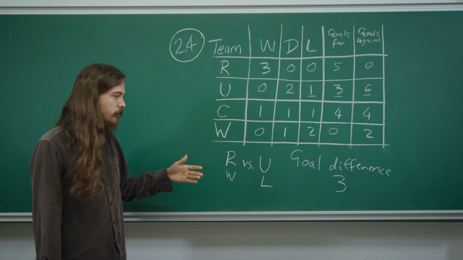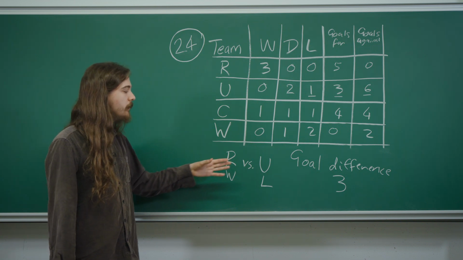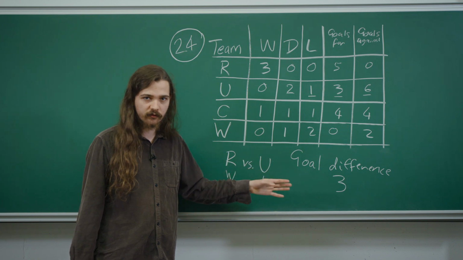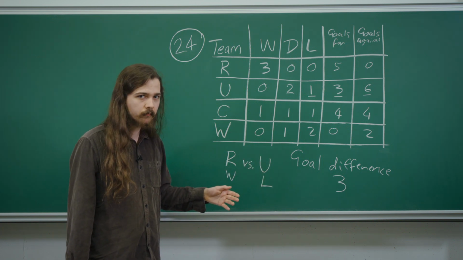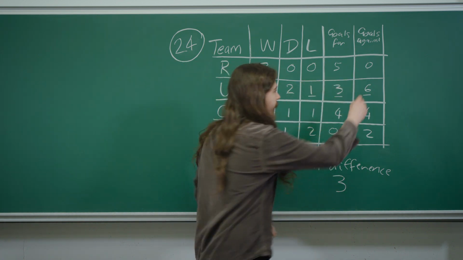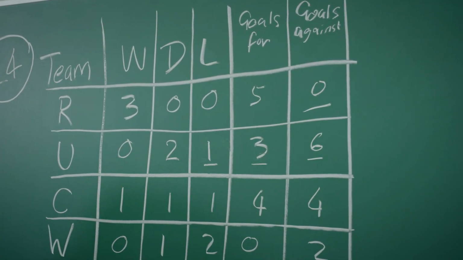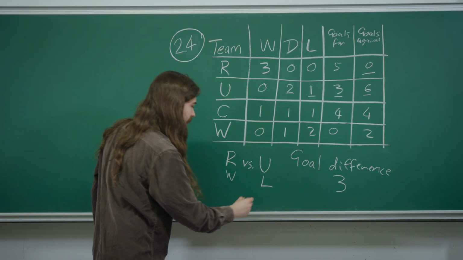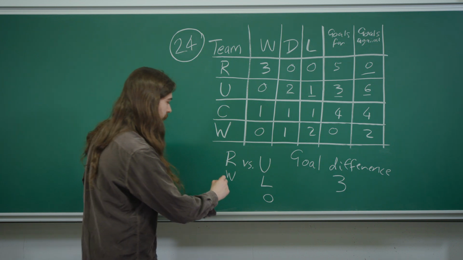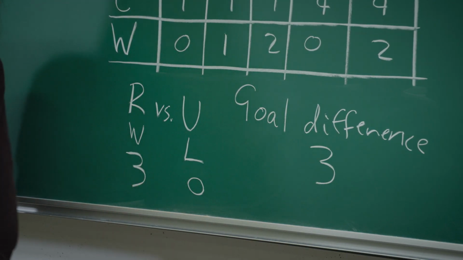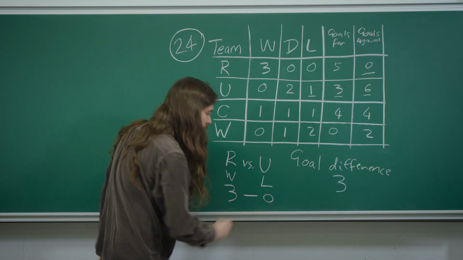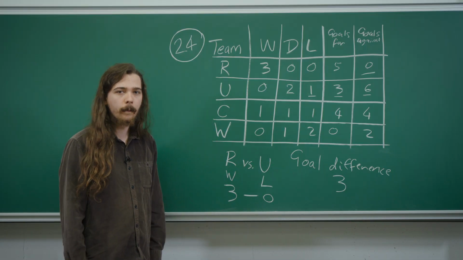Okay, so now we know that the game that United lost was their game against Rovers, and so we know that the goal difference must have been 3. But let's look at the results for Rovers, where we see that 0 goals were scored against Rovers over the entire tournament. So in their game against Rovers, United must have scored 0 goals. And if the goal difference was 3, that means that Rovers scored 3 goals. And so the result was 3-0.